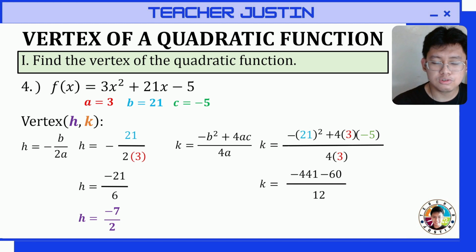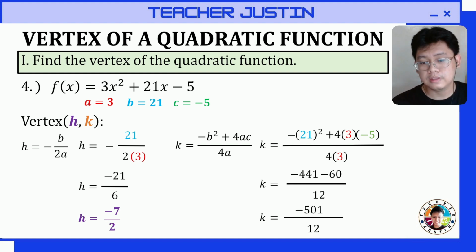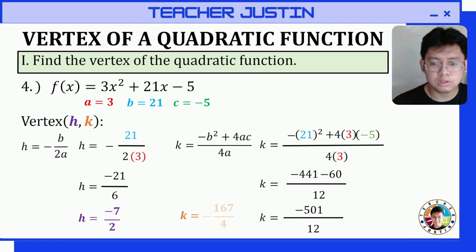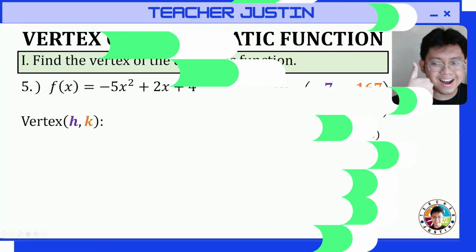Now, combine natin yung nasa numerator natin. Negative 441 minus 60, that will be negative 501. Now, let's simplify this by dividing both numerator and denominator by 3 para ma-simplify natin tong fraction natin. So, our value of k will be equal to negative 167 over 4. And that's it. Ta-da! Alright.